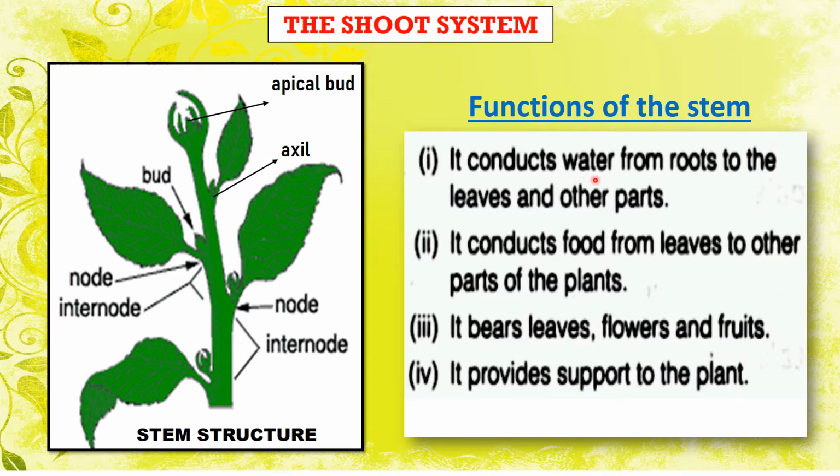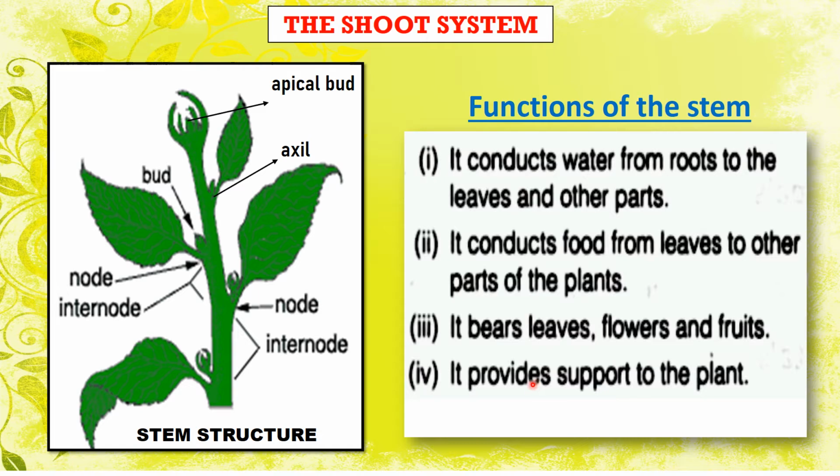The stem conducts water from roots to the leaves and other parts of the plant. It carries food which is prepared by leaves to other parts of the plant. Then it bears leaves, flowers and fruits.